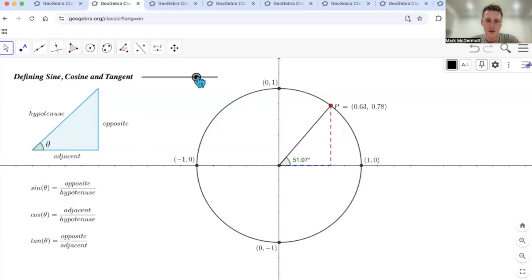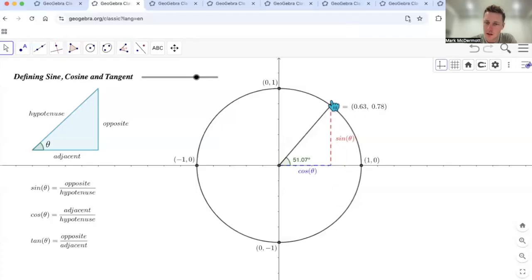So now let's think about this length here. This length can be defined as sine of the angle: the opposite side, which is this red line, over the hypotenuse length. But since this is a unit circle, the hypotenuse has a length of 1. So this length here can just be defined as sine of the angle that's here. So let me explain that more.